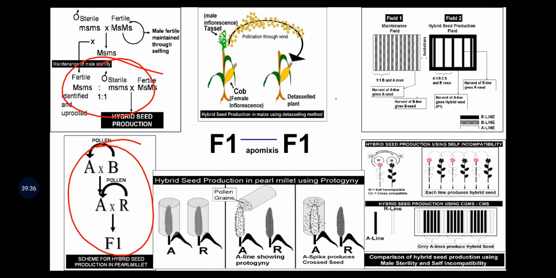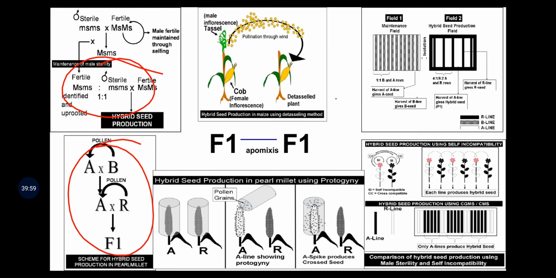Then protogyny, this condition is preferred in case of bajra, where the pollen production is quite large but the pollens are very small. Protogyny means the female matures first and the male later, so the male portion is removed and the female is encouraged.